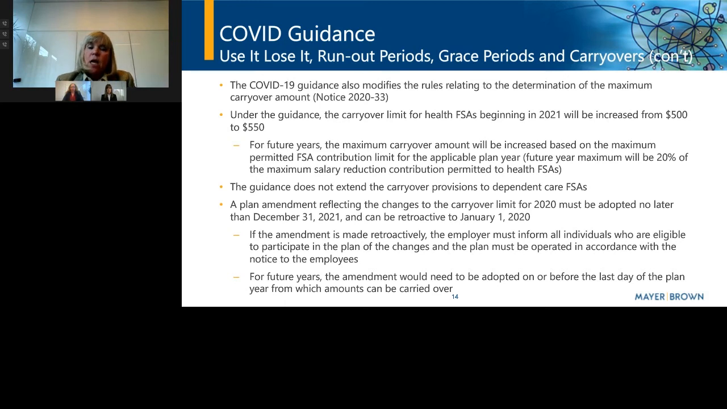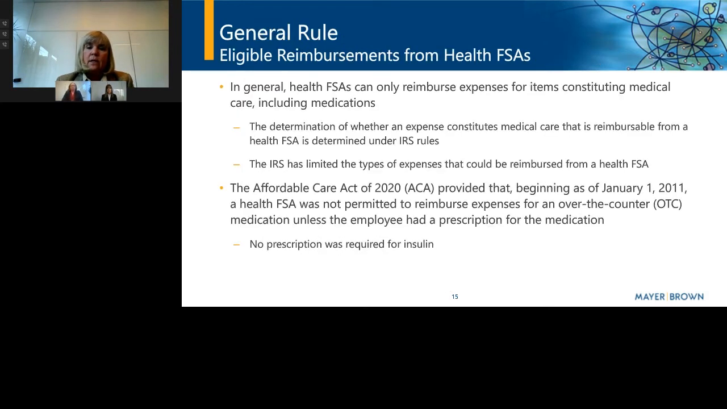this year it's $500. Again, like with the other guidance, a plan amendment is required to reflect the changes to any carryover or grace period provisions. That amendment has to be adopted by the end of 2021, and can be retroactive. If you are going to do retroactive, you have to give a notice and administer in accordance with the guidance. In the case of the carryover, going forward, if you don't have it in your plan, you're going to have to amend the plan prospectively, because we'll go back to the normal amendment rules after the special COVID guidance expires.